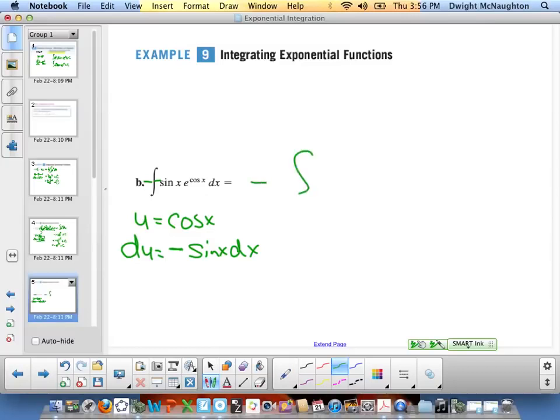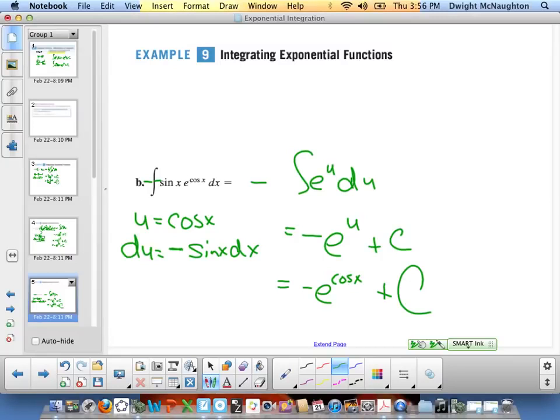So what we got is e to the u du. When we take the antiderivative, we got negative e to the u plus a constant. Substitute back in. We got negative e to the cosine of x plus a constant.